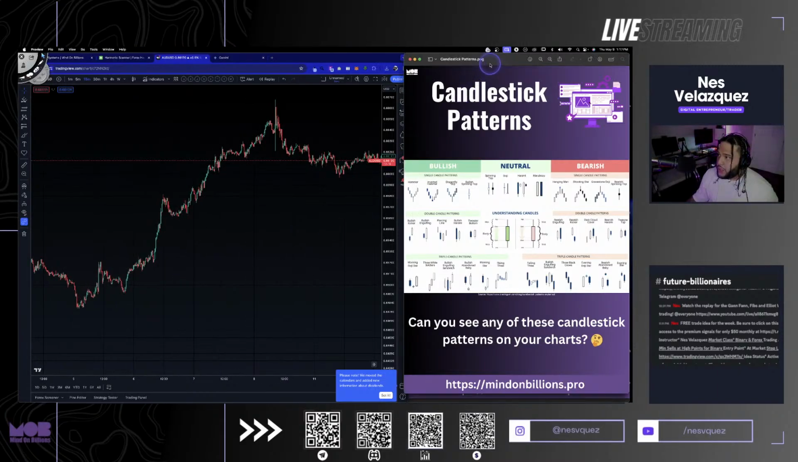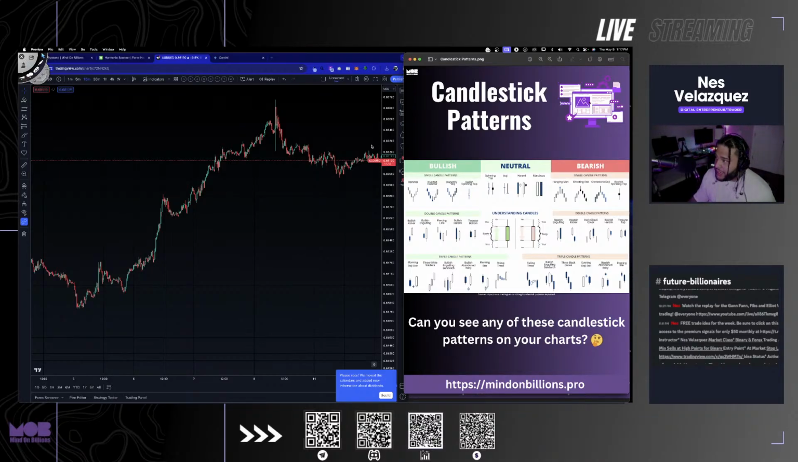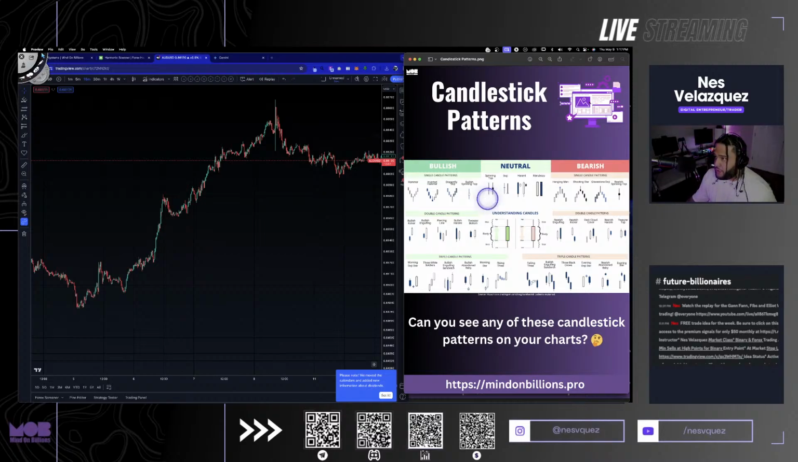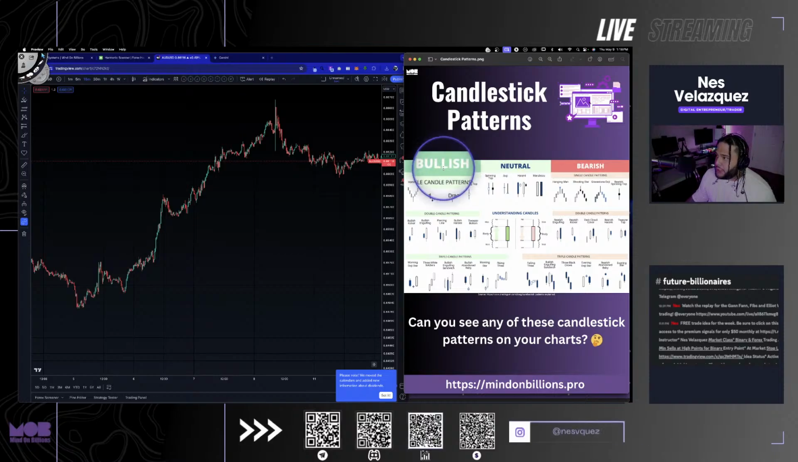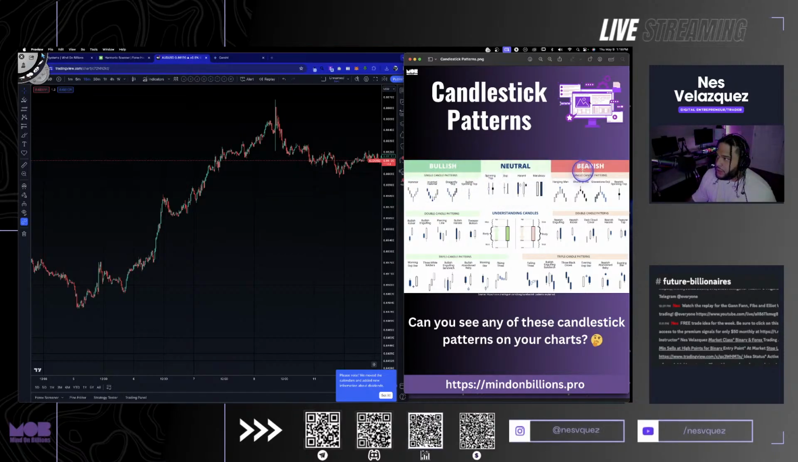All right. So as you can see over here, there are 3 types of candlestick patterns. You have your bullish, your neutral, and your bearish. And I know some of you, as far as visuals are concerned, may be squinting right now, but no worries. I have a little magnifier over here, okay? So bullish, neutral, and bearish. Bullish candlestick patterns are patterns that form and basically indicate that the market may be going up.